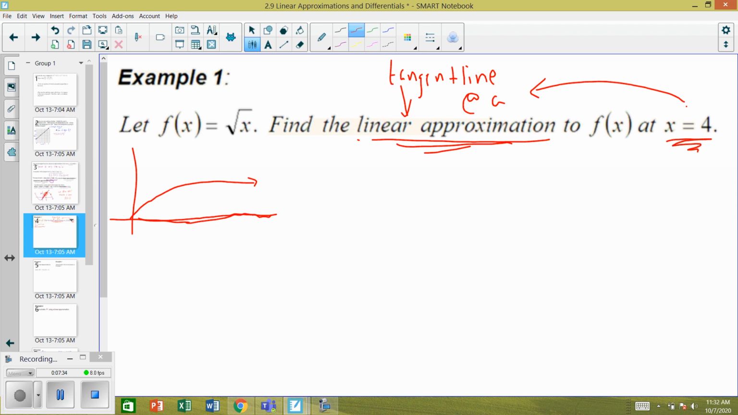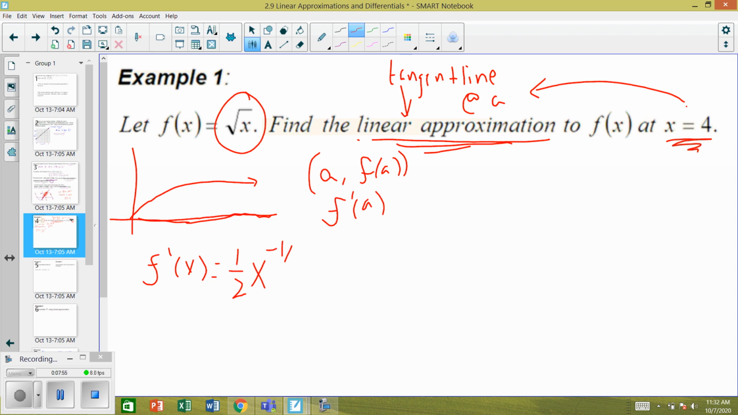Okay. Remember, for a tangent line, we need a few points. We need a and f of a, or x and y, and we need to know f prime of a, so the slope at a. In this case, a is 4. So we'll start by finding the derivative. F prime of x is equal to, we've taken the derivative of the square root of x so many times, it's going to be 1/2 x to the negative 1/2 power. All right, so for the slope, f prime of 4 is 1/2 square root of 4, which is just 1/4.